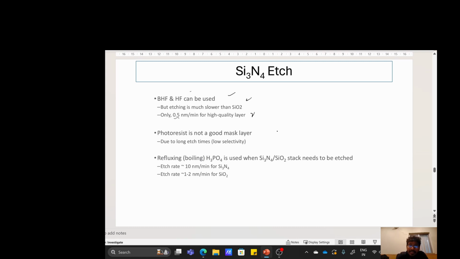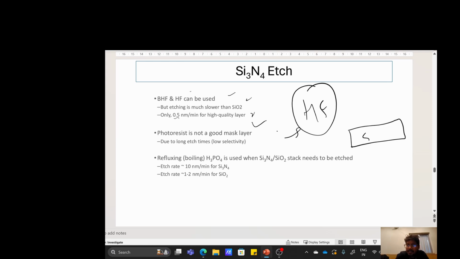And photoresist is not a good masking layer, because photoresist will also get dissolved in the HF. HF will etch the photoresist, so it will not be good. If you have silicon, and over this you have silicon nitride, Si3N4, and over this you have photoresist, and you want to etch this material.